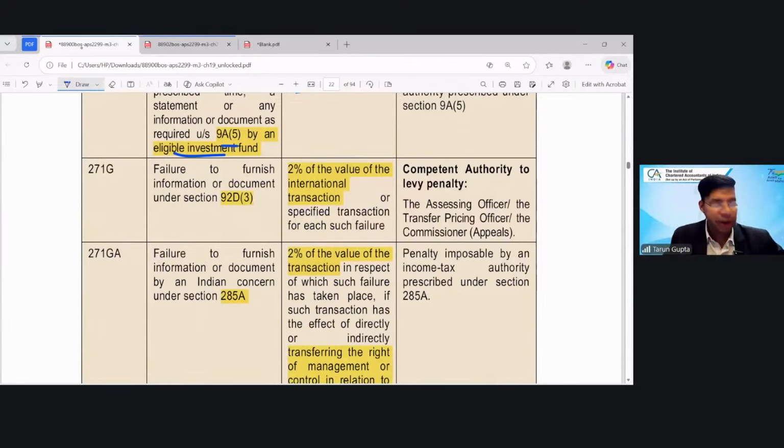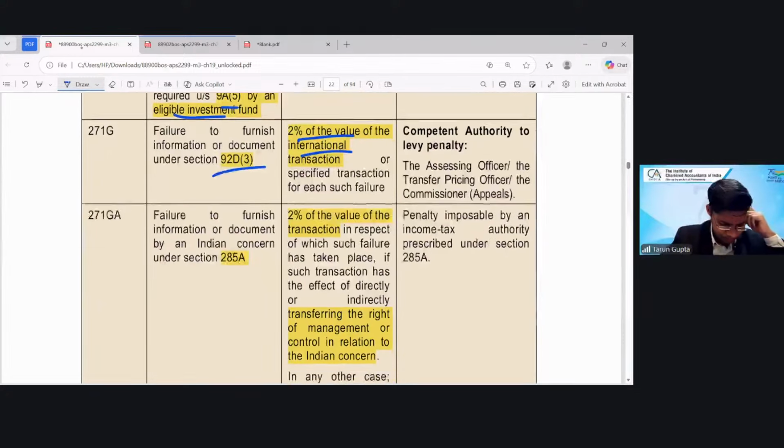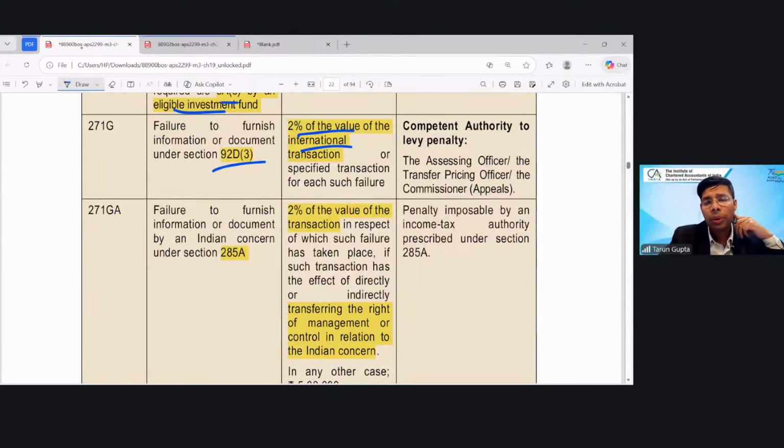271G. G means global, meaning international taxation, meaning transfer pricing. If you have not furnished a report under section 92D, then the penalty is 2% of the international transaction. So if you cannot remember the actual amount of the penalty in case of TP, and you want to do a guesswork, then guess it to be 2% of the international transaction. In more than 50% of the cases of TP, the penalty is 2% of the international transaction.